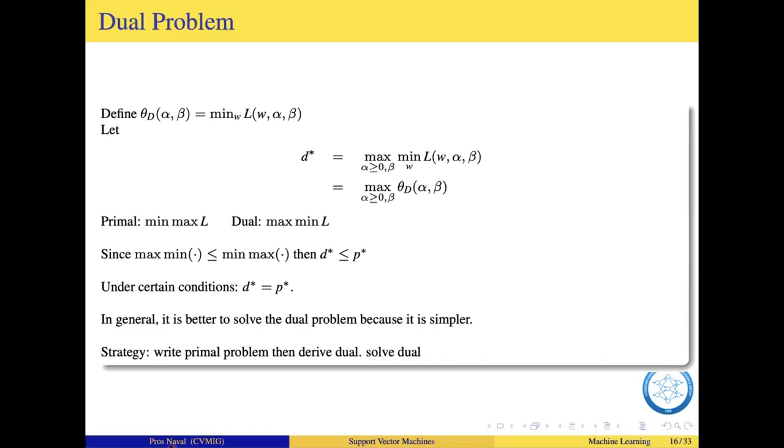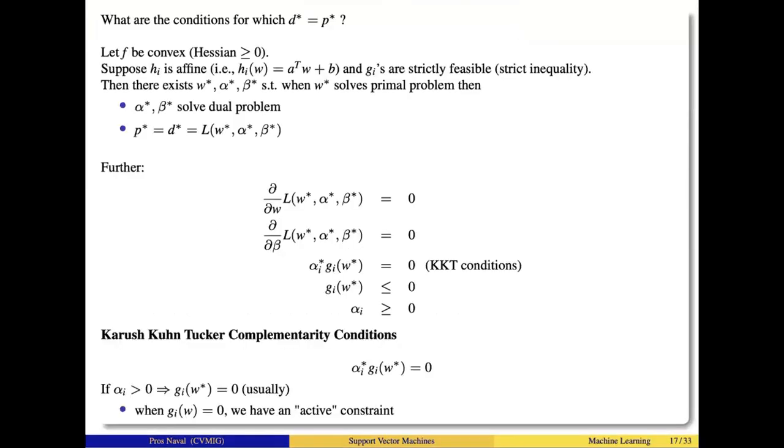So what is our strategy? Our strategy is to write the primal problem, then derive the dual, and then solve the dual. So that's what we do in this optimization problem. So what are now the conditions for equality of D star and P star? Conditions are the following. Let F be convex.